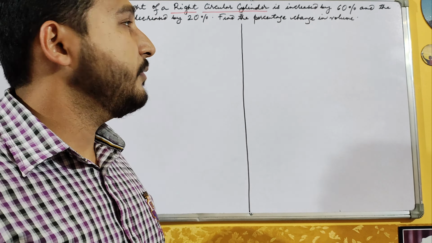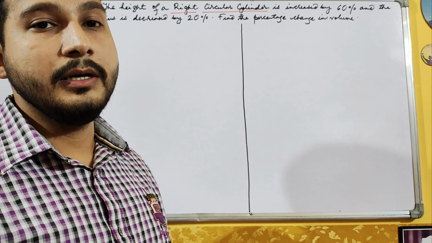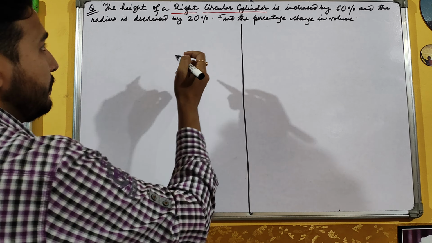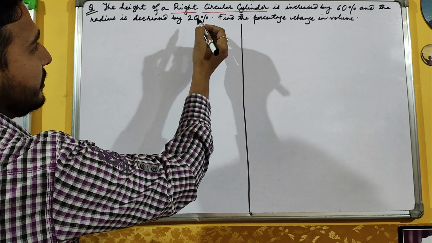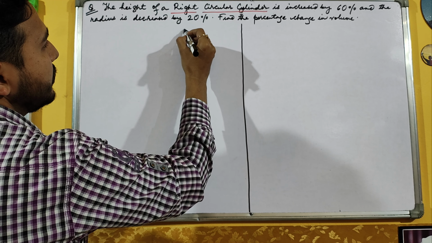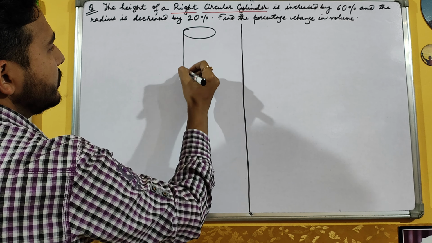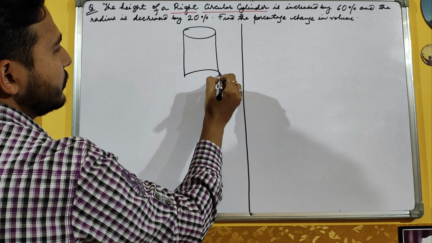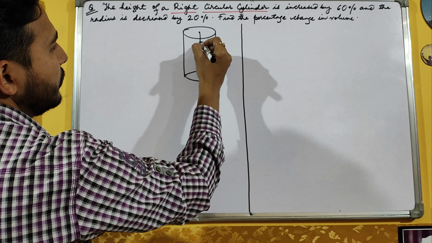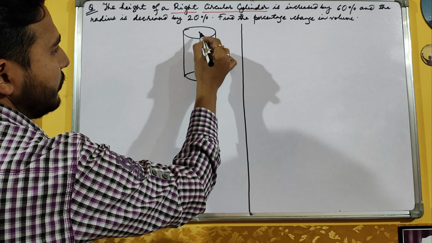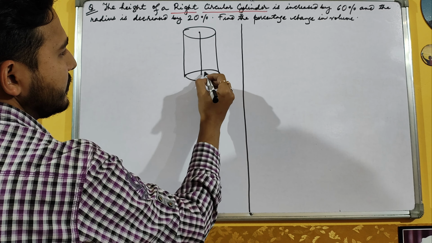Hi. So the given question is on the right circular cylinder, which is from the chapter mensuration. So what's a right circular cylinder? तो पहले cylinder draw कर लो like this. That's the height of the cylinder, okay? And that's the base.